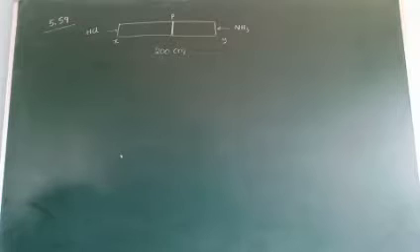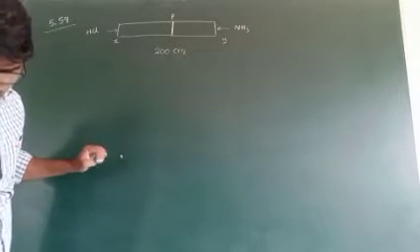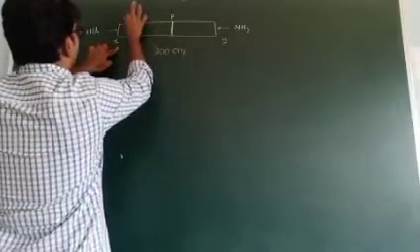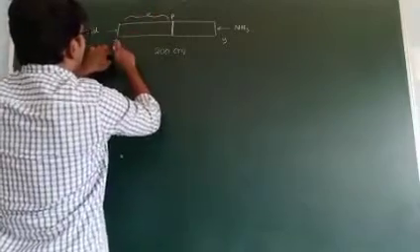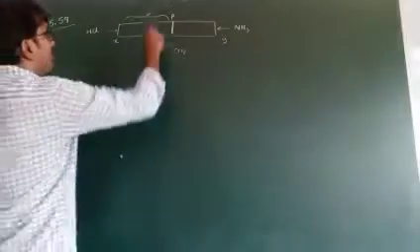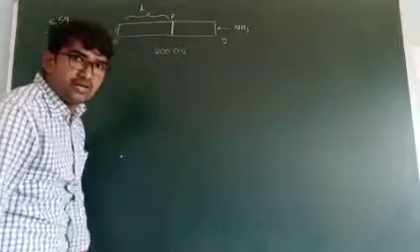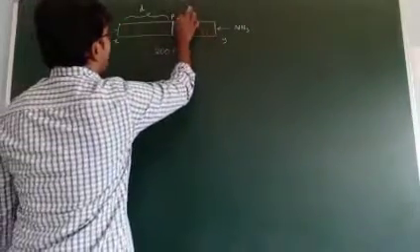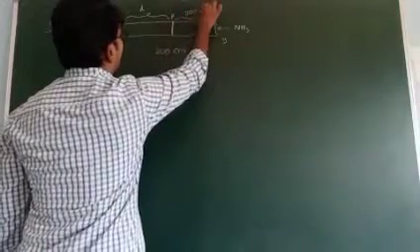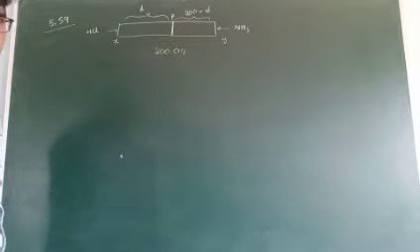Point P is inside the tube. Find the distance of P, calculate this distance from X. Find the distance of P from X. This is taken as D, the distance, and the remaining part is 200 minus D.